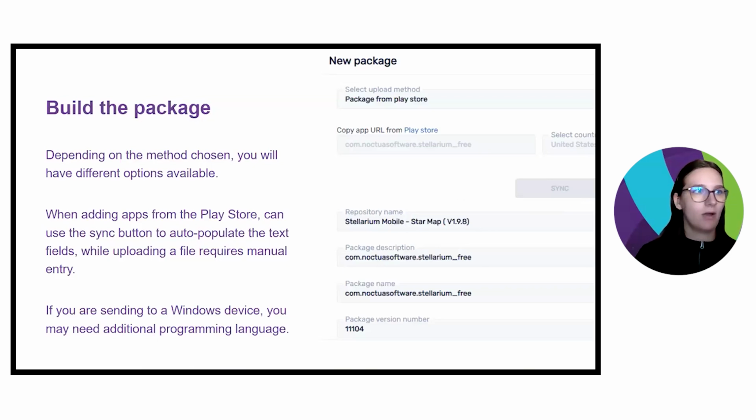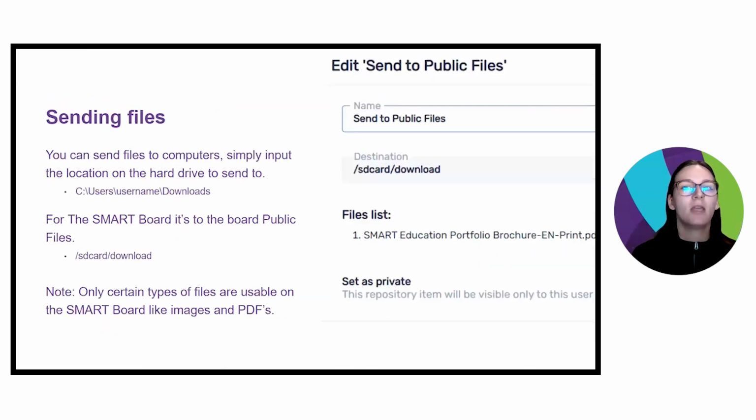Perfect. So I think I have a file next. Yeah, so sending files. That previous example was sending an app to a board, but if you're looking to send a file to a board, and the name of this command I just set up is send to public files, you do have to enter in your destination. For a computer, pretty self-explanatory, you're going to use whatever location that you want for that computer. Of course, you can see this example was just my downloads in my C drive.